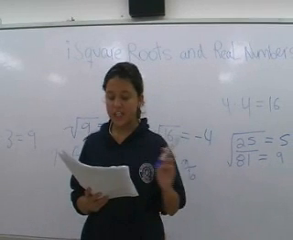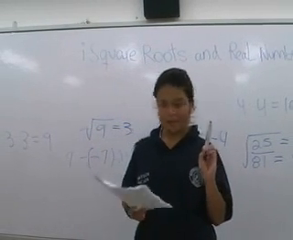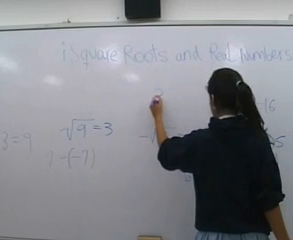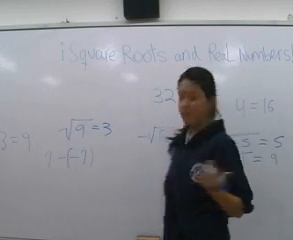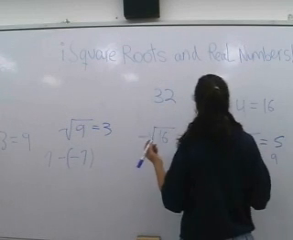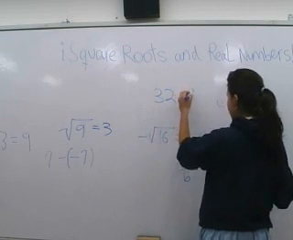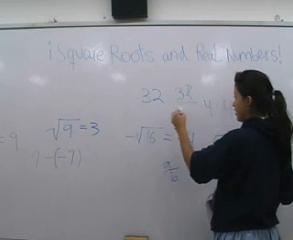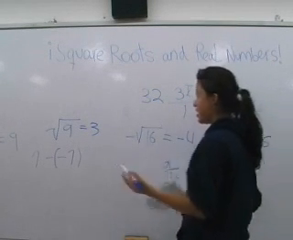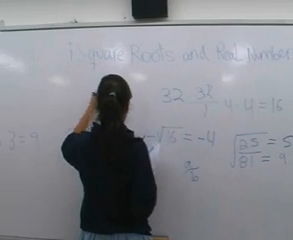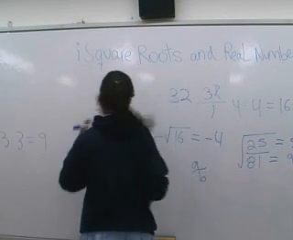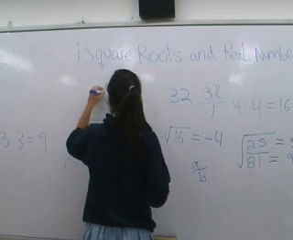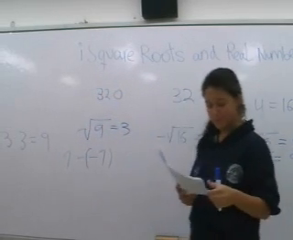Then the classifications are applied to each real number. So 32 can be a fraction and a decimal. So it will be 32 over 1. And a decimal will be 32.0.